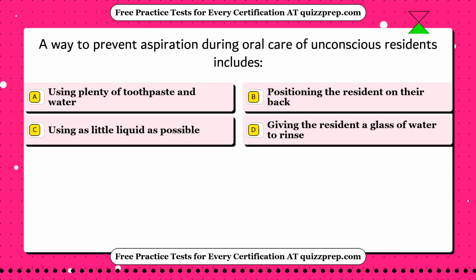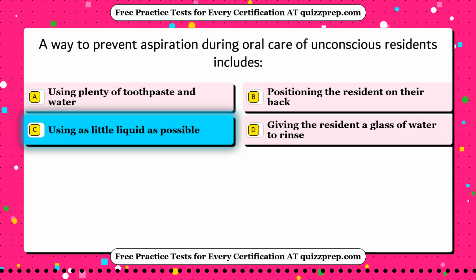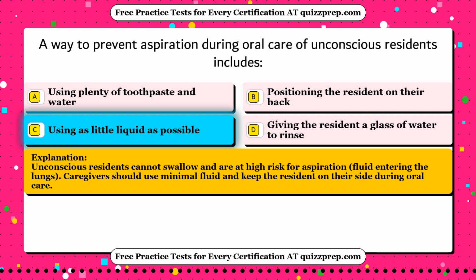Question 37. A way to prevent aspiration during oral care of unconscious residents includes: option A, using plenty of toothpaste and water. Option B, positioning the resident on their back. Option C, using as little liquid as possible. Option D, giving the resident a glass of water to rinse. The correct answer is option C, using as little liquid as possible. Unconscious residents cannot swallow and are at high risk for aspiration, fluid entering the lungs. Caregivers should use minimal fluid and keep the resident on their side during oral care.